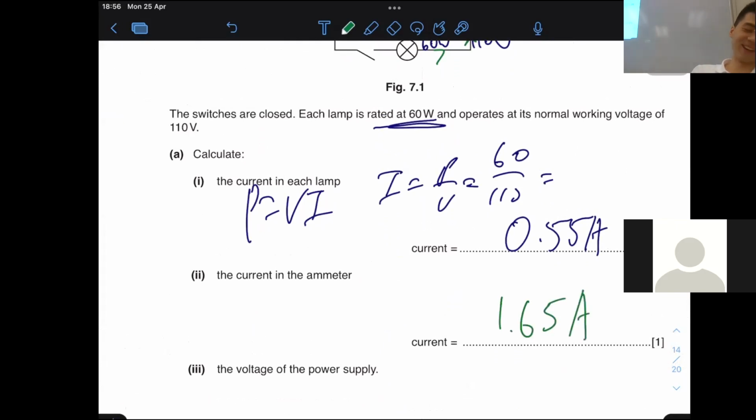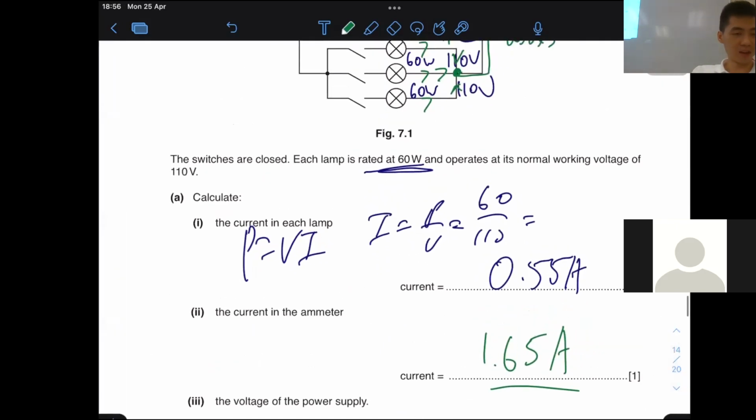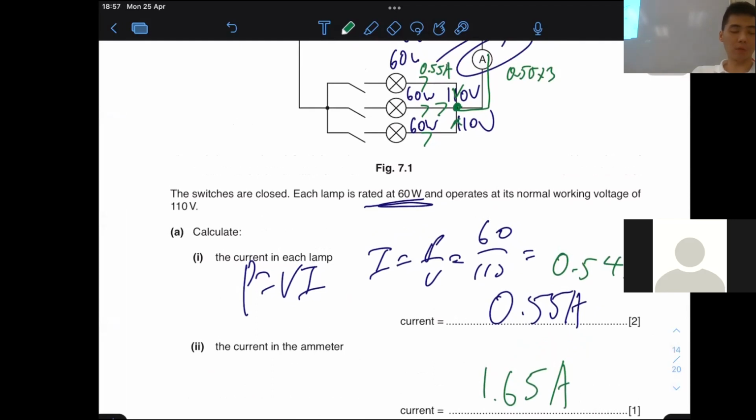You're not trolling me, right? 1.65. The first answer cannot be 0.545, can? That's what I get. Okay, if you wrote 0.545, then yeah, it could be 1.64. Oh, actually, now that I look at it, it can only be 1.64. It cannot be 1.65. Okay, very good. Luckily you highlighted this.